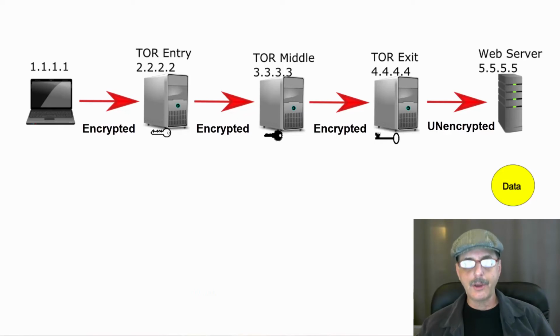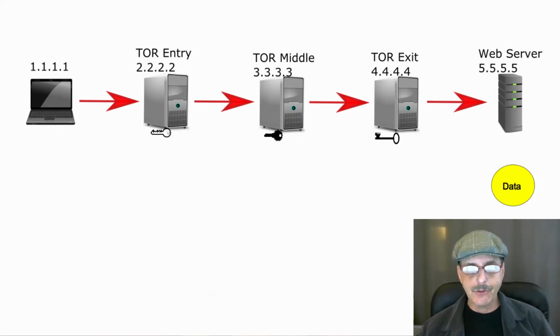So what we've learned is how Tor can be used to anonymize your browsing, because it's encrypted all along the way. So your ISP, or the NSA for that matter, or anybody that's trying to track you, is going to have an awfully difficult time to do that.